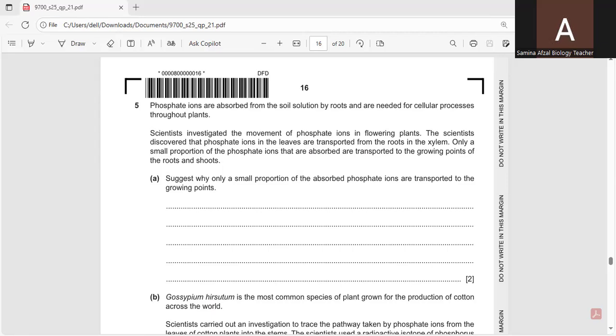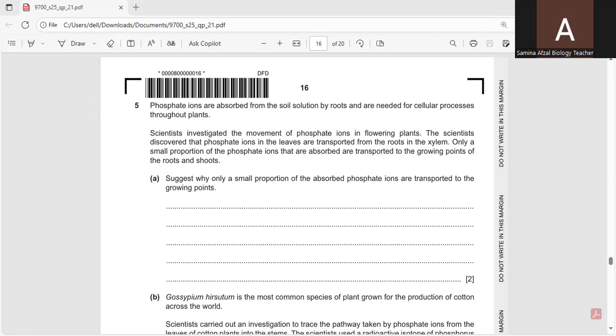Before writing, I would like to discuss why it happens that only a small proportion of the absorbed phosphate ions are transported to the growing points. The reason is that phosphate ions are essential for all metabolically active sites, not just the growing points. Phosphate is required throughout the entire plant for synthesis of ATP and phospholipids, the part of the cell membrane, and the backbone of DNA and RNA. So phosphate is required everywhere.